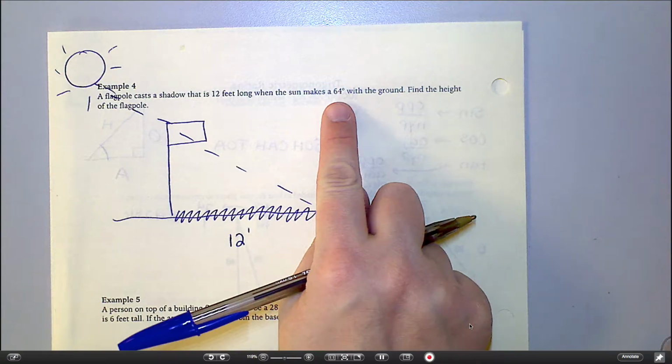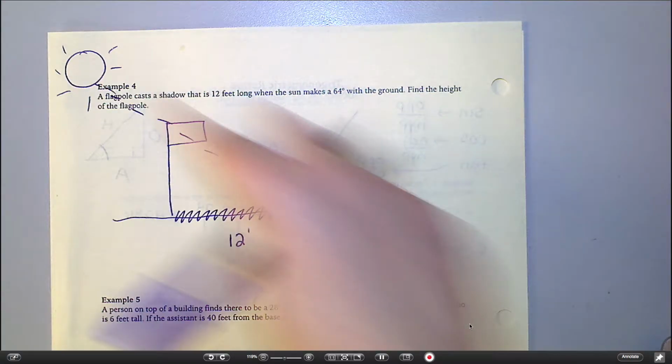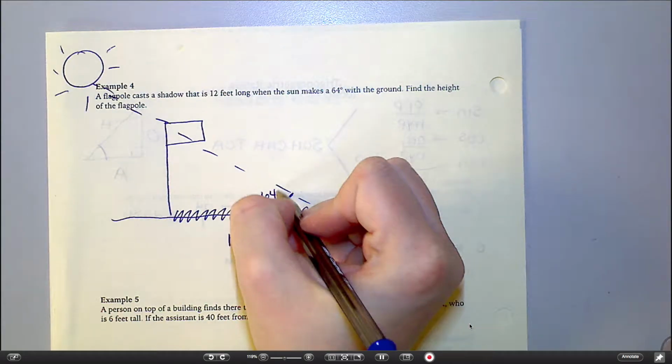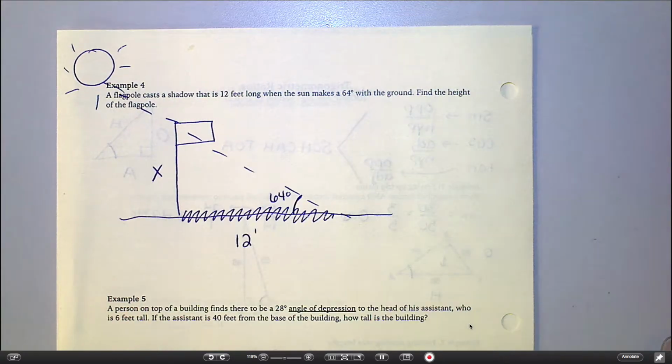The sun makes a 64-degree angle with the ground. So where does that 64 degrees go? On the ground, right? Read that carefully. If it's where the sun meets the ground, it's going to go here. And then the thing we're looking for is the height of the flagpole, so I'm going to label that X. Okay? So sometimes drawing the picture is half the battle. What trig ratio is going to help me out here?